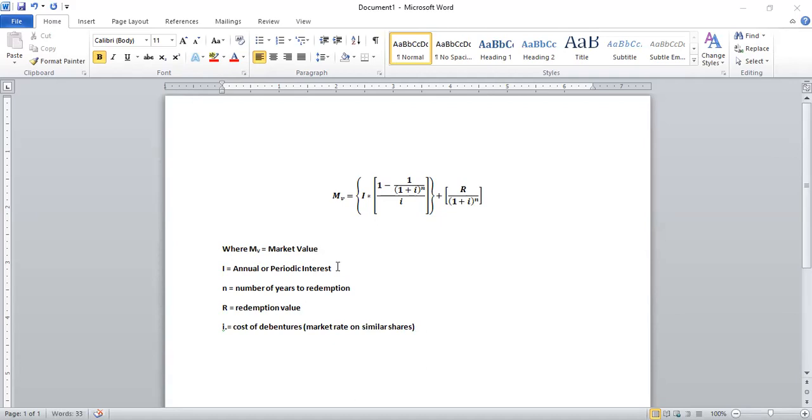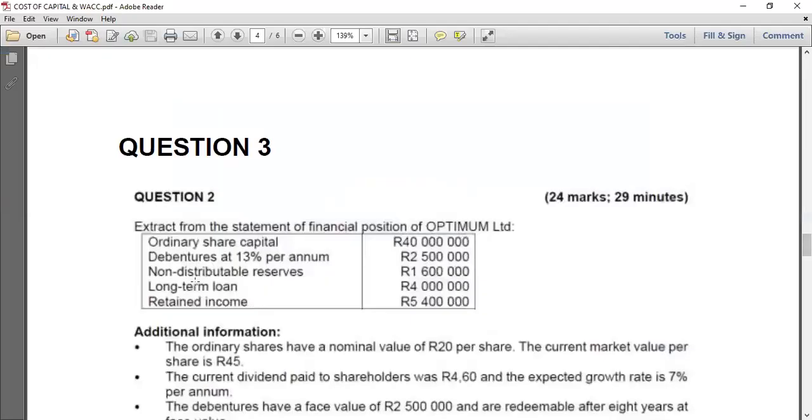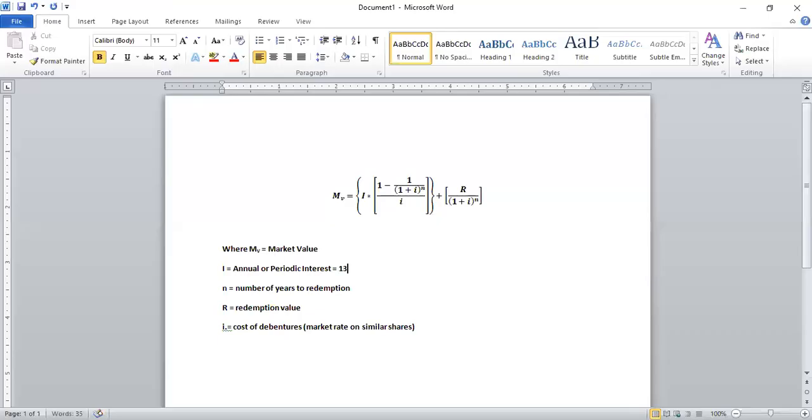Right. So if we check here, our interest: we know that these are 13% debentures and the total value is 2.5. So our interest is 13% of 2.5. So, 13% multiplied by 2.5 million. Which is equal to what? 325,000.